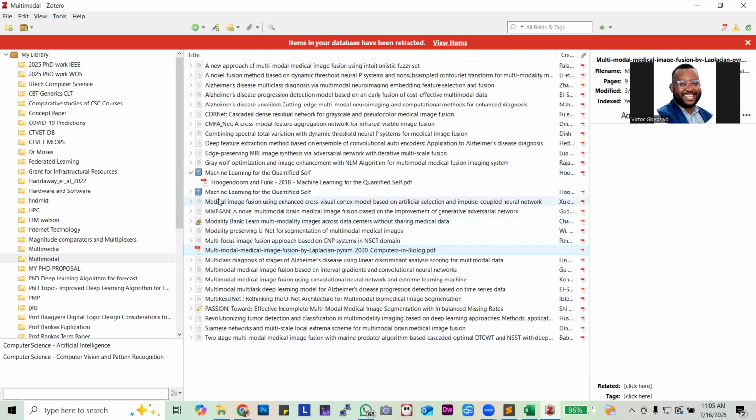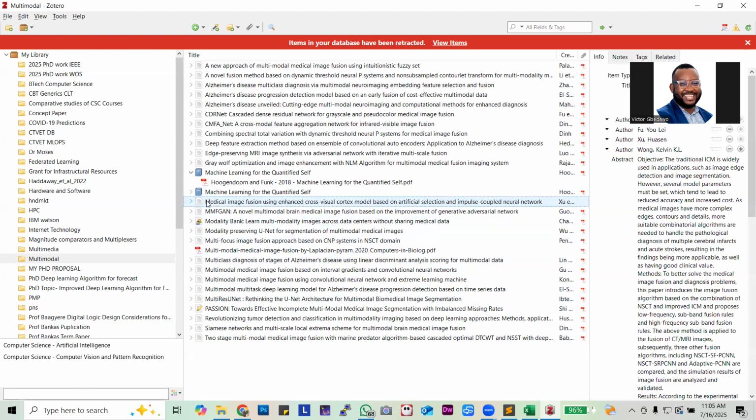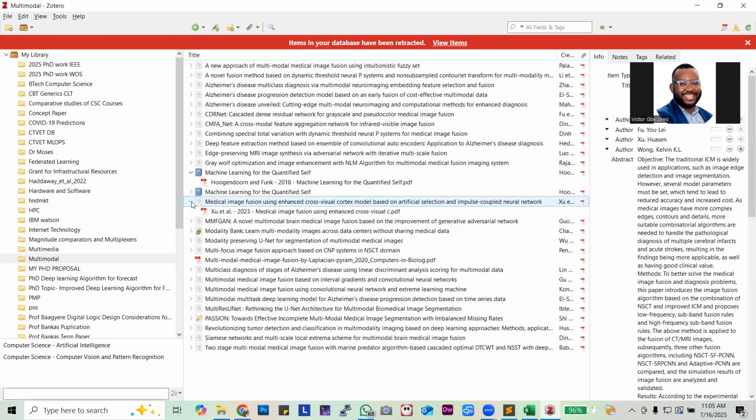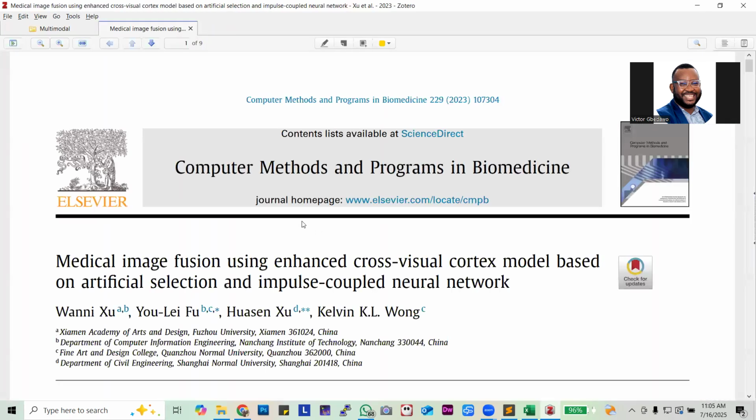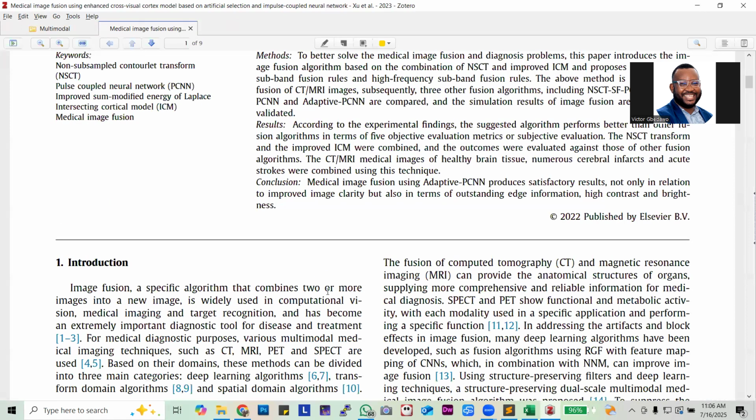So assuming I have more papers, and maybe this one was able to work. Medical image fusion using enhance. Let me see who wrote it. Okay, Xu. So these guys, you did it. I can even view it. If I double click on that, I can view. Good. So at least these people have done some work. I don't have to go through it. I can just see right from here.